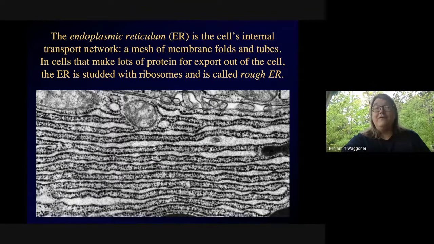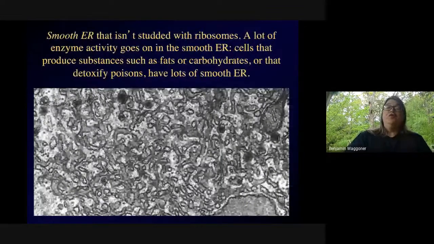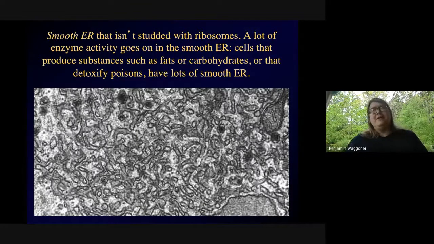And if there's rough ER, there's also smooth ER, and you're looking at a slice through some of that. This smooth ER looks kind of more like you've cut into a network of tubes. Smooth ER can be used for making things that the cell needs that aren't proteins. Fats or other lipids might get made in the smooth ER. Carbohydrates might get made on the smooth ER by enzymes that are there.